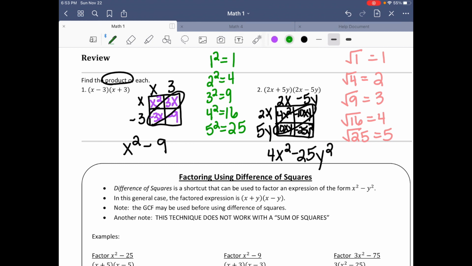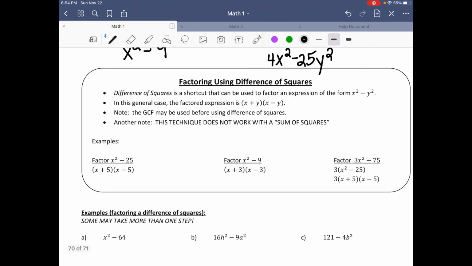Now, the pattern that I want you to see is that these are almost identical. The only thing that is different is the plus and the minus. Same thing here. These are identical besides the plus and the minus. These are the types of answers, the types of factored polynomials, that we get when we undo our multiplication. So, a few things to remember when we have difference of squares.